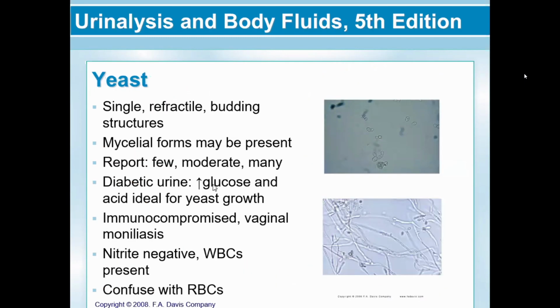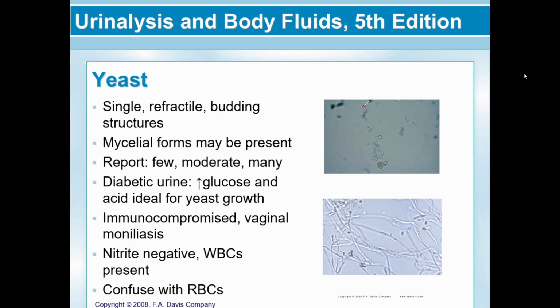So next, we have here our yeast. A single refractile budding structure. Where do we often mistake this? For your red cells. So here we have a picture. If you look, compared to your red cell, the budding yeast is more visible. Actually, there is one here.